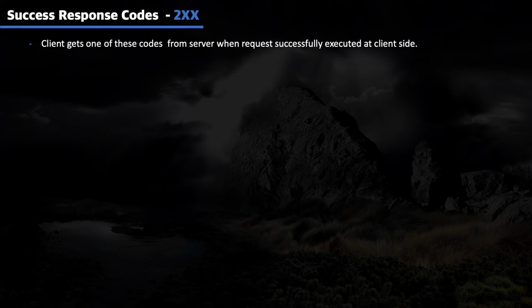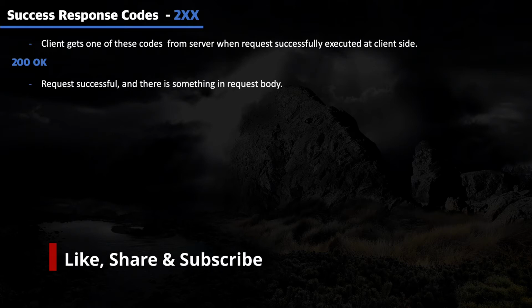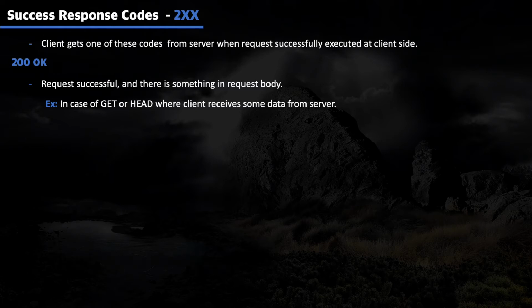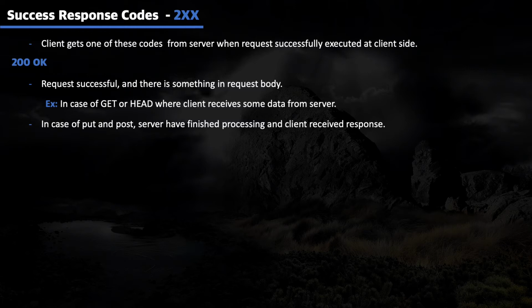And in this, first we have 200 OK. So this means the request has succeeded and there is something in the response body. For example, if we fire GET or HEAD APIs, then we have received data, or in case of PUT and POST, the server has finished processing and the client receives some response. So you will see this response code almost everywhere because this is a very basic success response code.